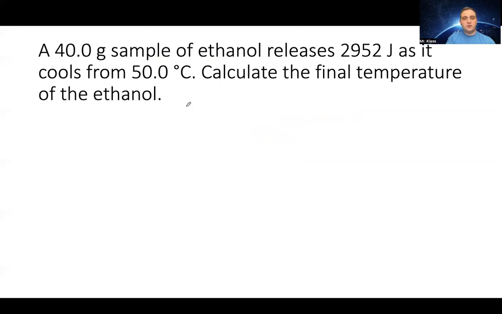Now let's try solving for a different variable. This time, the question asks, a 40.0 gram sample of ethanol releases 2,952 joules as it cools from 50 degrees Celsius. Calculate the final temperature of the ethanol. So here, we're not given the change in temperature, so we're going to be solving for delta T. Okay, so let's write this out. Again, we should write out our equation. Q equals mc delta T.